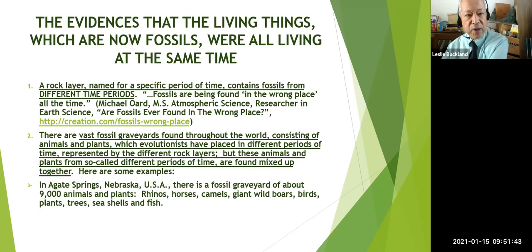First of all, then, let us look at the evidences that the living things which are now fossils were all living at the same time. Bear in mind, that is not what the theory of evolution says. The theory of evolution says that the different layers of rock are different periods of time, consisting of millions of years, and that the simplest organism is found in the first layer of rock, and then in the layer above that, you have a less simple organism, and in the layer above that, you have an even less simple and more complex organism, until you have the creatures that we see around us today.